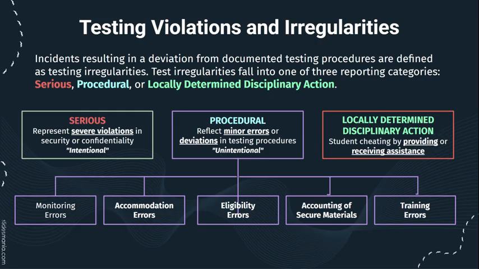Procedural irregularities are less severe and more common, and typically result from minor deviations in testing procedures. The test administrator manual lists several examples of procedural irregularities by type. These are monitoring errors, accommodation errors, eligibility errors, improper accounting of secure materials, and training errors. Procedural irregularities are generally unintentional mistakes made by staff, such as forgetting to read the script verbatim or leaving materials unattended for any length of time. Locally determined disciplinary action usually occurs when a student is caught cheating by providing or receiving assistance.